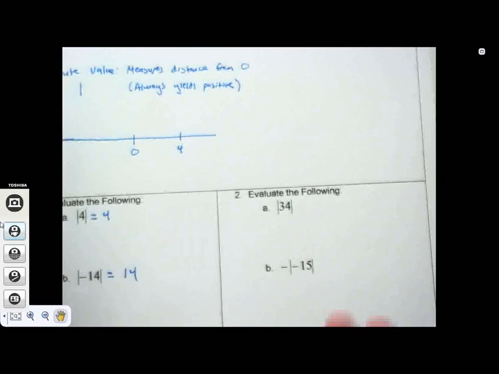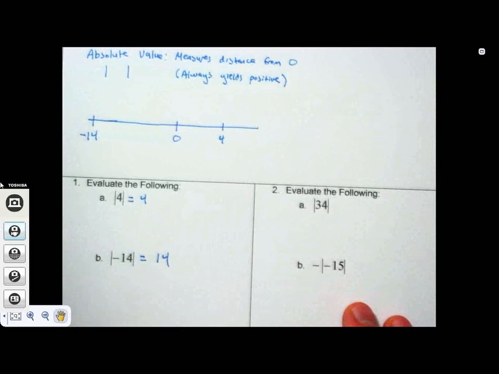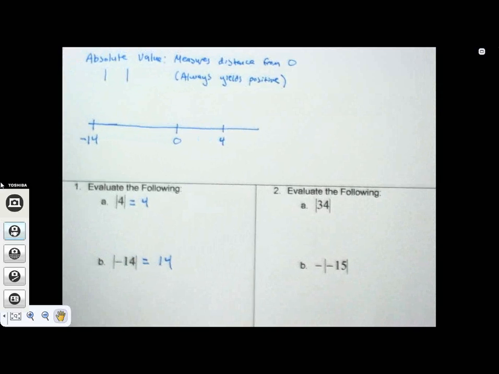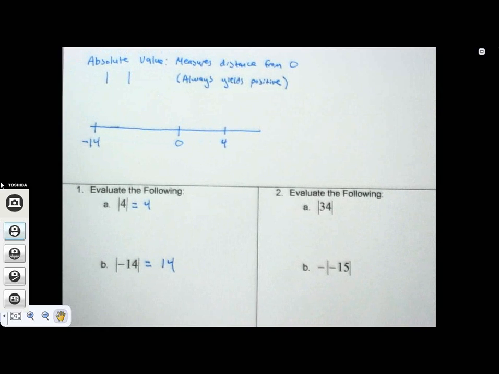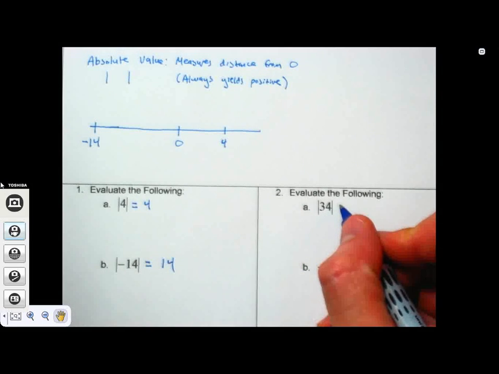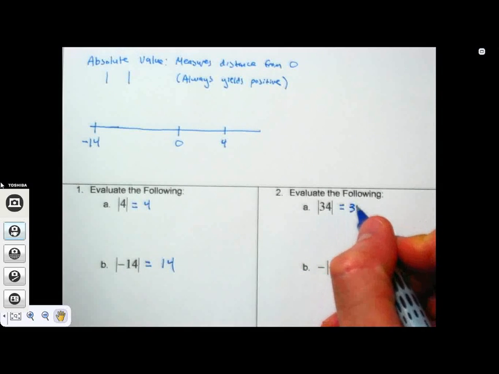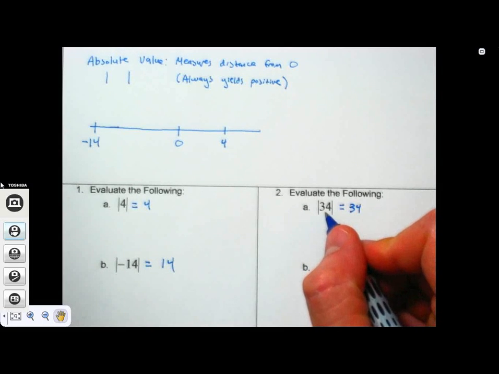Okay, I want you to try 2a on your own. Pause the video and then restart it when you're ready. Okay, so you should have gotten an answer of 34 because if you plotted 34 on a number line, it's 34 units away from 0.